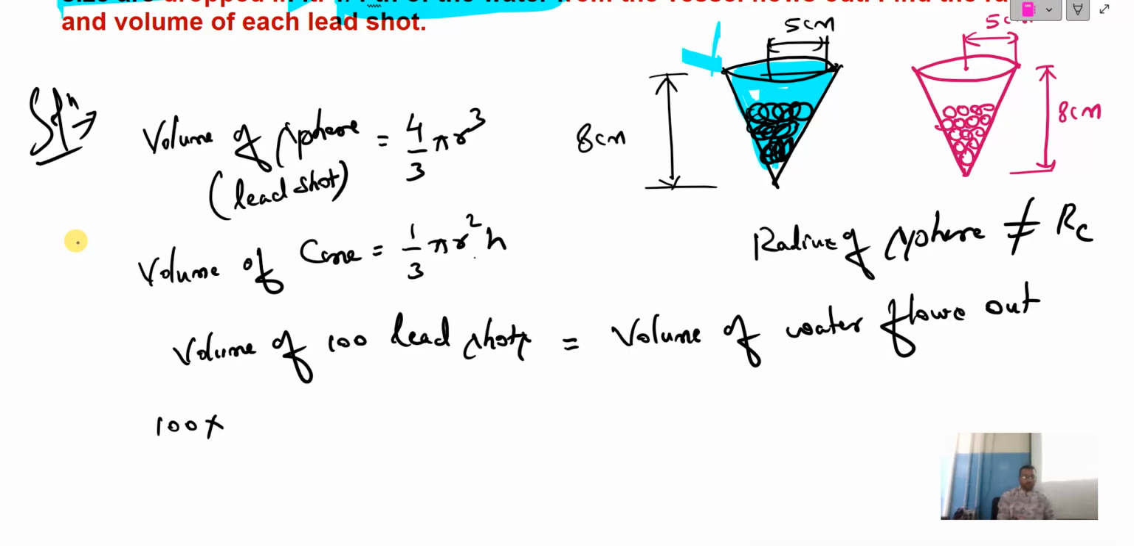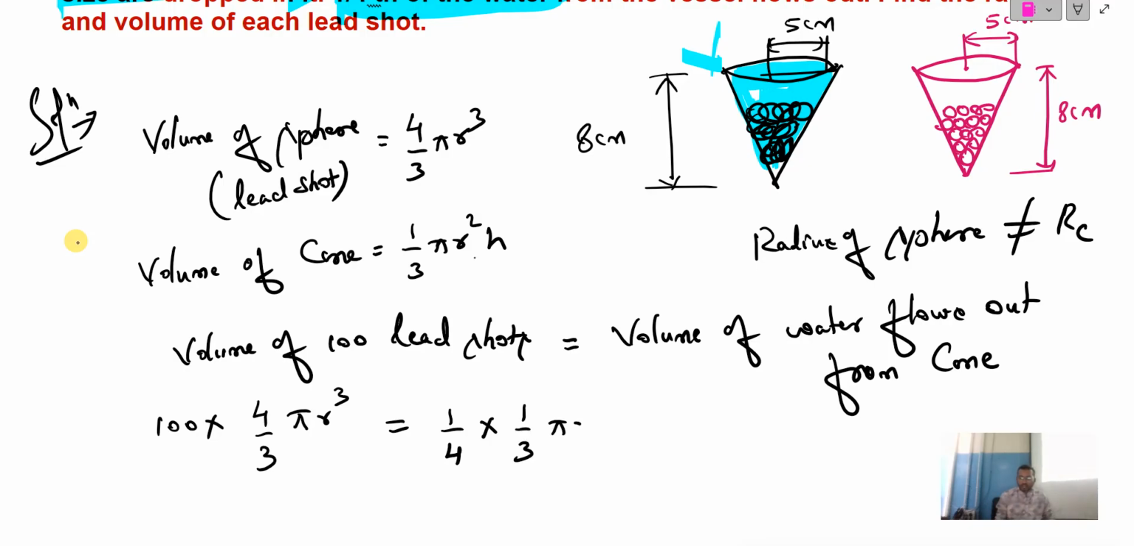Now the interesting part. Observe here. This pi and this pi get cancelled. This denominator 3 and this denominator 3 get cancelled. Both pi in the numerators cancel, both 3s in the denominators cancel. Now what is left out here? As you can see, 100 into 4 into r cube. This is the radius of what? Lead shot. We don't know the radius of the lead shot. It is equal to 1 by 4 as it is into r square.